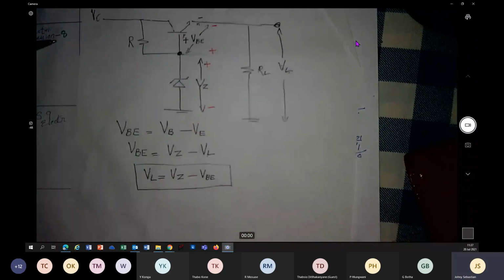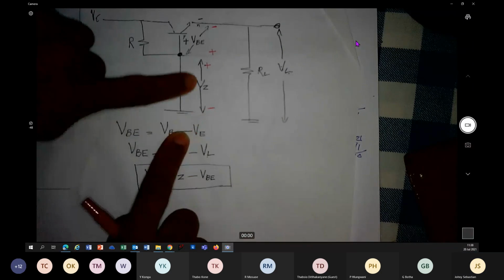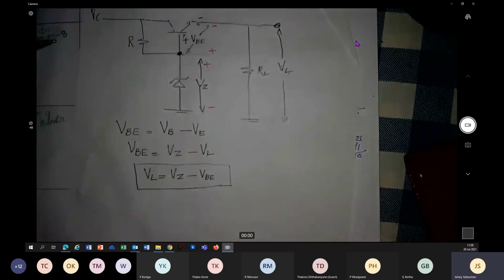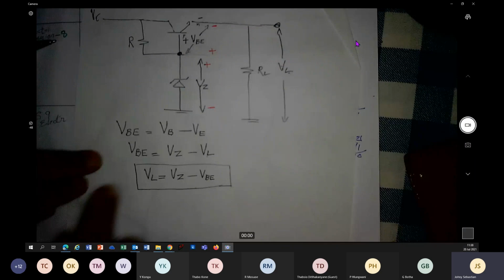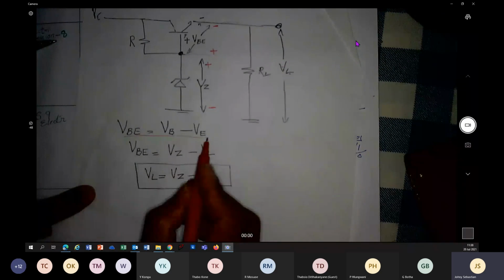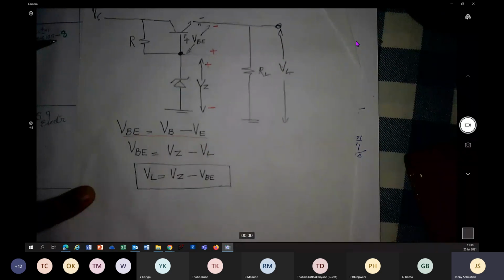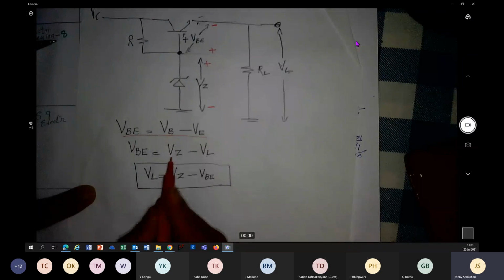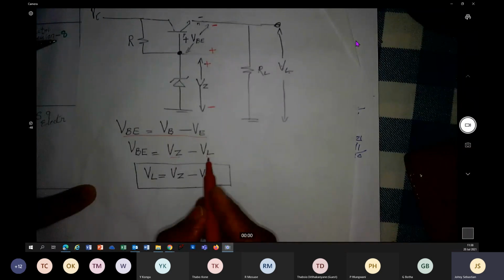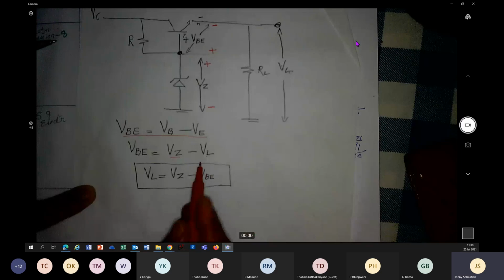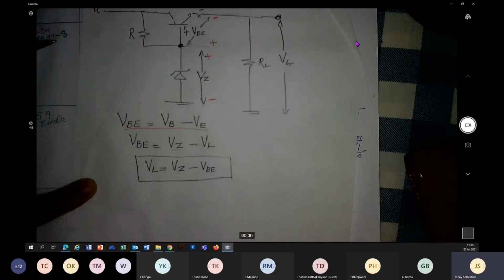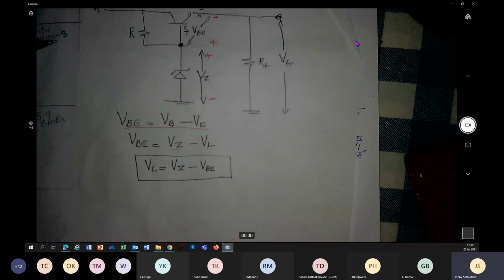In the first way, we are counting that route. Second way of doing, we rewrite VBE same as VB minus VE. We replace VB with VZ and VE with VL. And we just do one simple manipulation. VL is VZ minus VBE. This is a series voltage regulator. Any question before I turn off the camera?